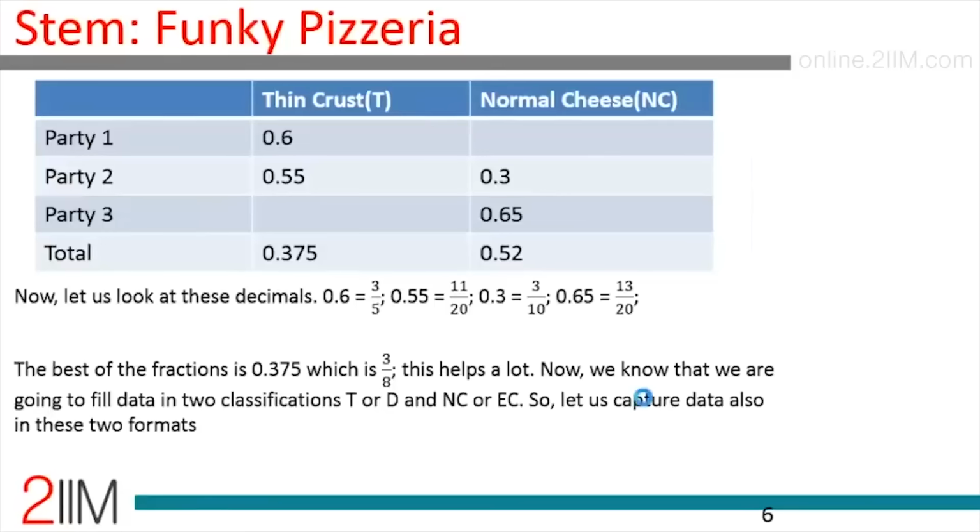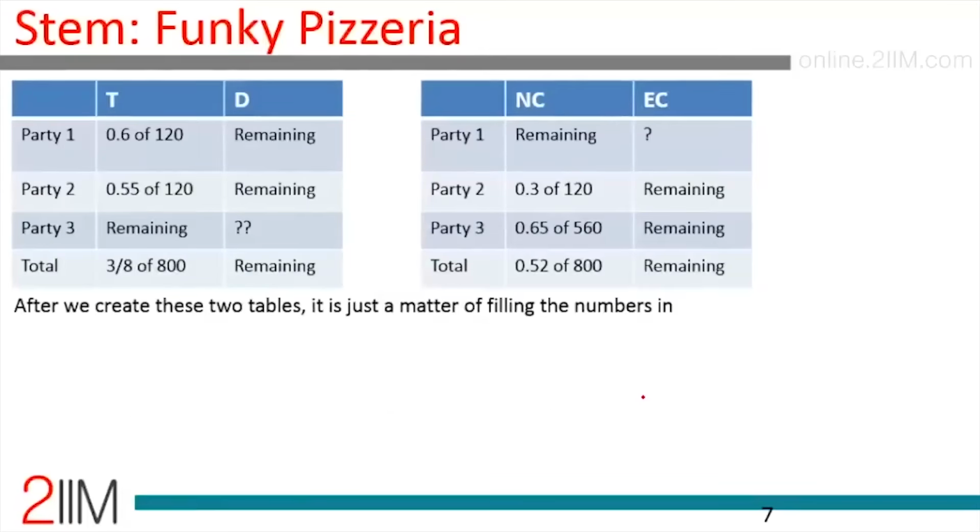And so now I'm going to create this grid. And so I'm going to basically take all of this data given and put it into 2 tables. I'm going to say thin crust and deep dish, normal and extra cheese. The total party 1, party 2, party 3, and total overall numbers we know, but we're going to classify and fill in numbers for each of these classifications. Right? So how do we do that?